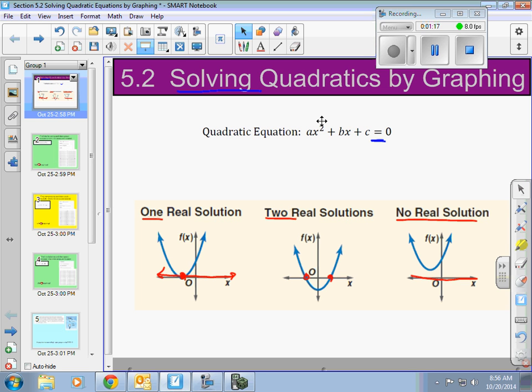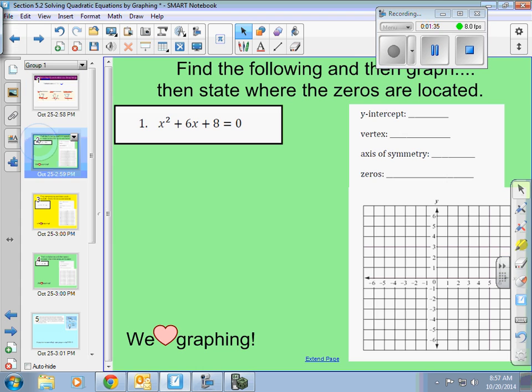Another word that I might use is that the solutions of a quadratic equation are also called the roots of an equation. Okay. And to find by graphing, you can find the zeros, which are the x-intercepts of the graph. Okay, so if I ask for the zeros or the roots, it's the same thing as solving the quadratic. So find the following and then graph. Then state where the zeros are located.